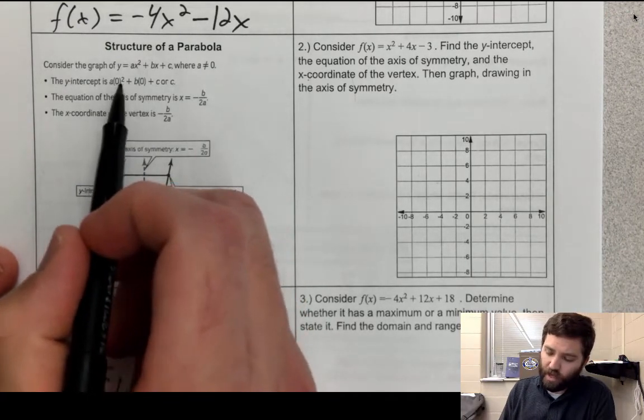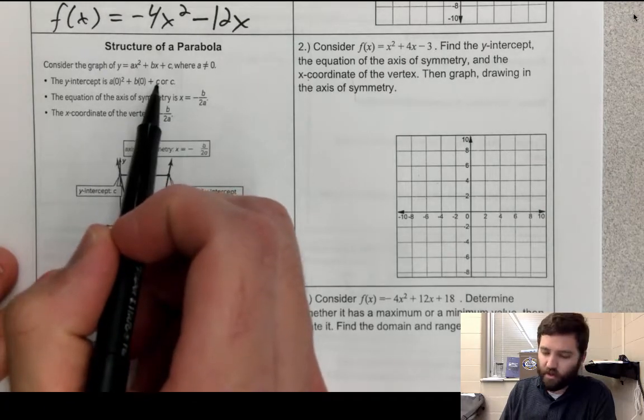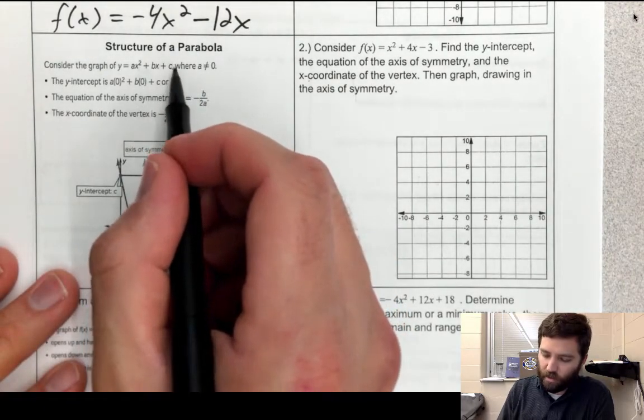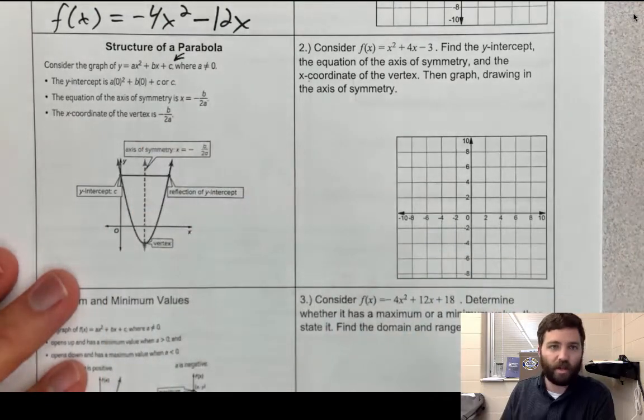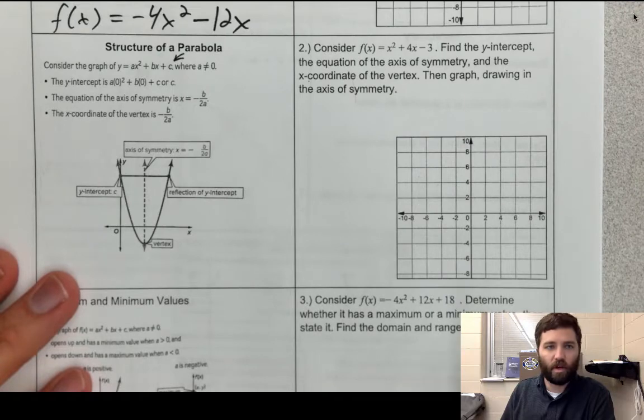When you do that for a quadratic, everything goes to 0 except for c. So it turns out that this c value right here, this number at the end of the quadratic, that's your y-intercept. Don't even need to graph it. Just look at the function. That'll give you your y-intercept.